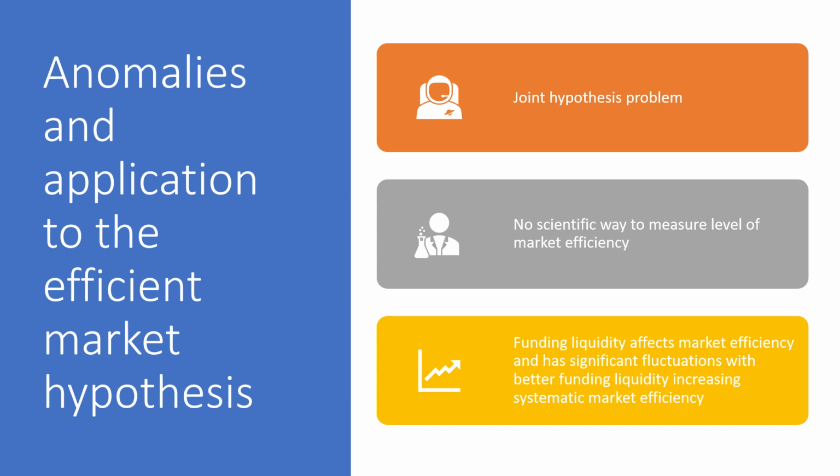So what are some of the anomalies of the EMH and how do they apply to the efficient market hypothesis? The joint hypothesis problem argues that EMH cannot be tested by itself without using some type of asset pricing model. If the EMH cannot be tested empirically, then how do we know if it can be used as a tool in practice rather than being looked at as a nifty theory?